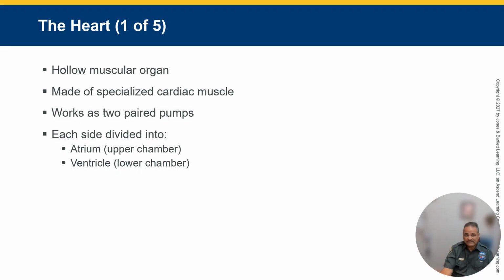All right, so the heart itself, it's a hollow muscular organ. It's made of those cardiac cells. It works as two paired pumps. Each side is divided into a left side and a right side, okay? Pretty simple stuff. Your heart is 4 chambers. It has 2 atriums and 2 ventricles. All right, pretty simple. The left side is very muscular because remember, it's high pressure. The right side is thinner, it's low pressure. The atriums are the upper chambers, the ventricles are the lower chambers.